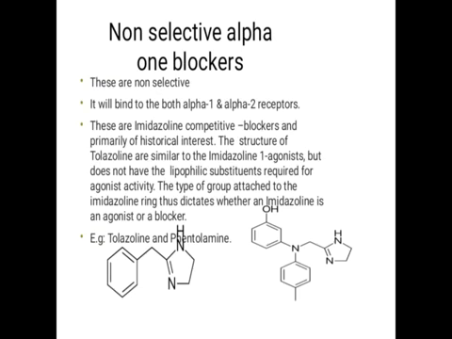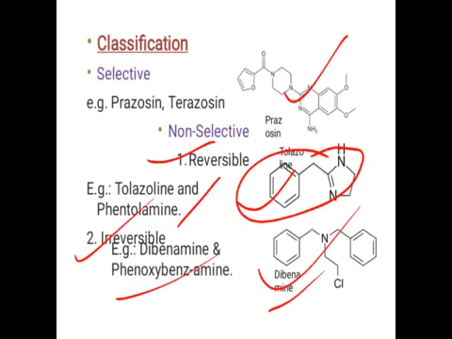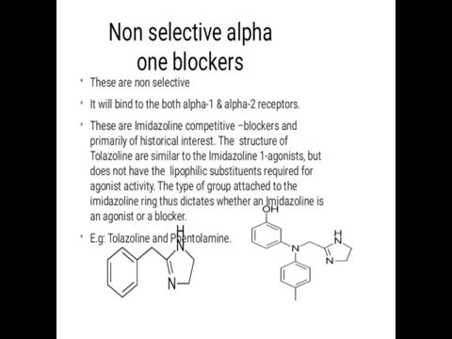So non-selective alpha 1 blockers. So non-selective मध्ये कुठले कुठले येतात? रिव्हर्सिबल अँड इरिव्हर्सिबल. रिव्हर्सिबल मध्ये टोलाझोलिन अँड फेंटोलामाइन. इरिव्हर्सिबल मध्ये डायबेन्झामाइन अँड फिनॉक्सीबेन्झामाइन. So they bind both, that is the alpha 1 as well as the alpha 2 receptor.